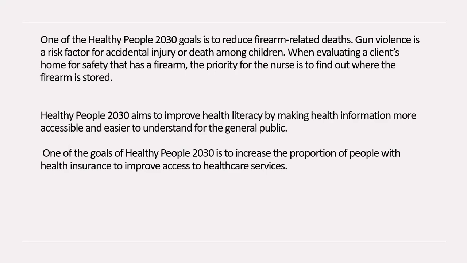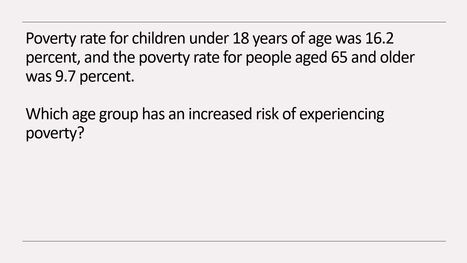Another goal of Healthy People 2030 is to increase the proportion of people with health insurance to improve access to healthcare services. We talked about how children are at an increased risk. They're at most risk for experiencing poverty because a person who is 18 and younger solely relies on someone else providing for them.